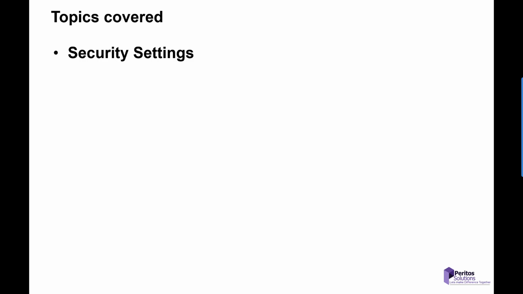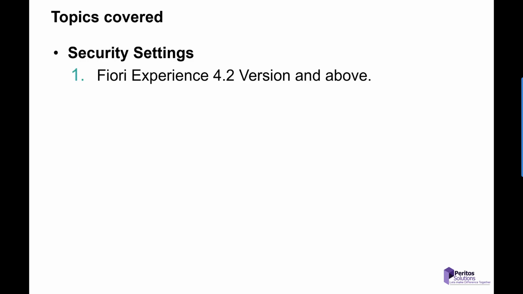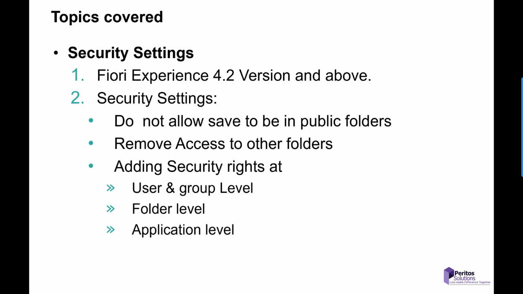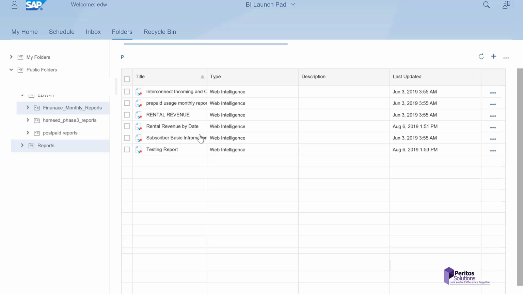In today's topic, we'll be covering security settings, which basically will comprise of the look and feel of how you can use the Fiori Experience 4.2 version and above on BOBJ. Security settings that I'll be discussing today will be not allowing save in the public folders, removing access to other folders from the user's portal view, and adding security rights at different levels like user and group level, folder level, and application level. So let's have a look at it in the system.